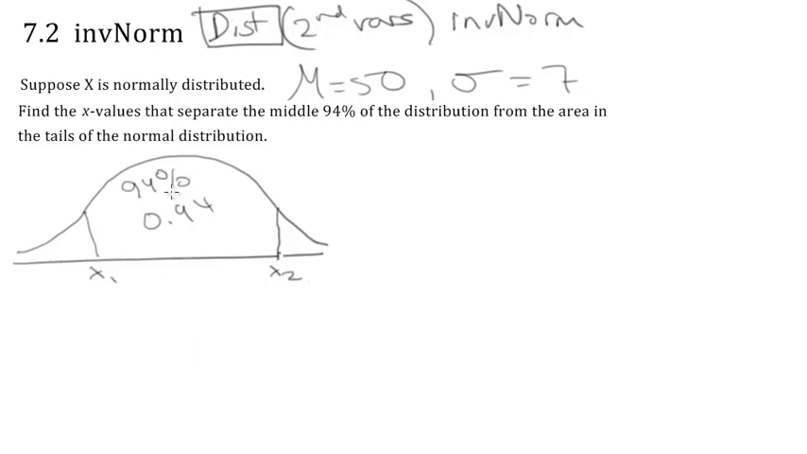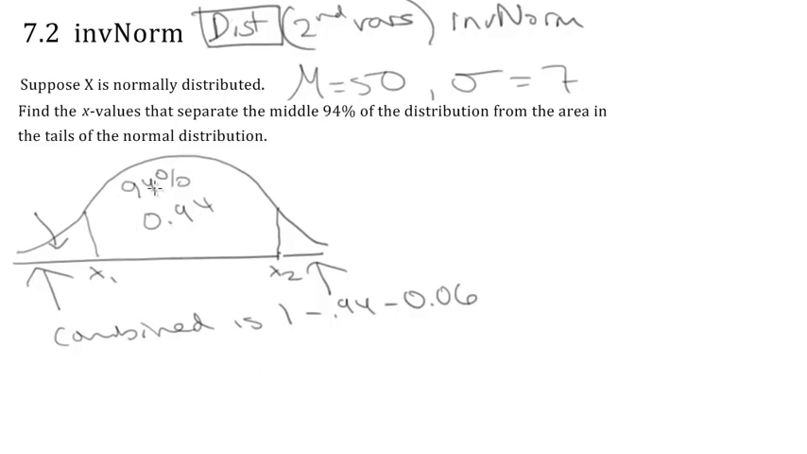Let's start on x1. So if I've got 0.94 in the middle, these two tails combined had better add up to 1 minus 0.94, in other words, 0.06. So that means just in the left-hand tail, because it's symmetric and this is dead in the middle here, this area to the left is going to be 0.03.